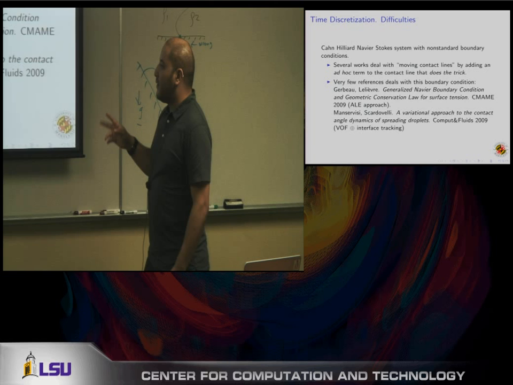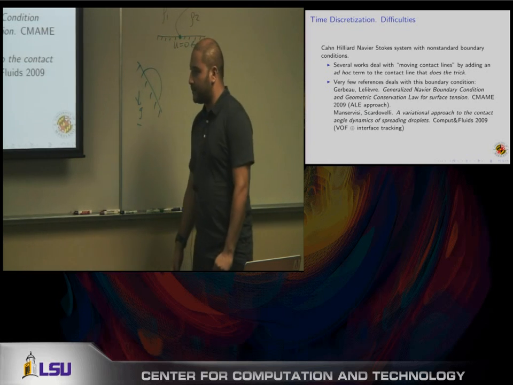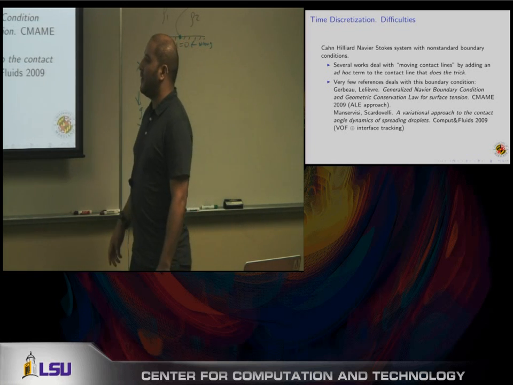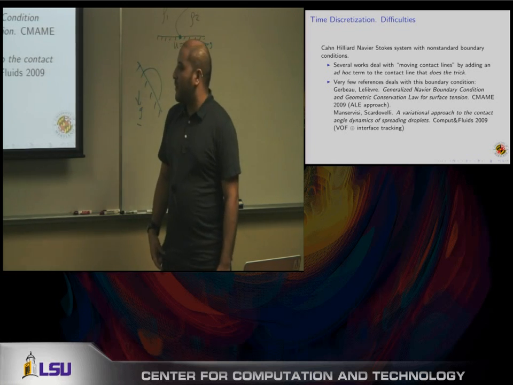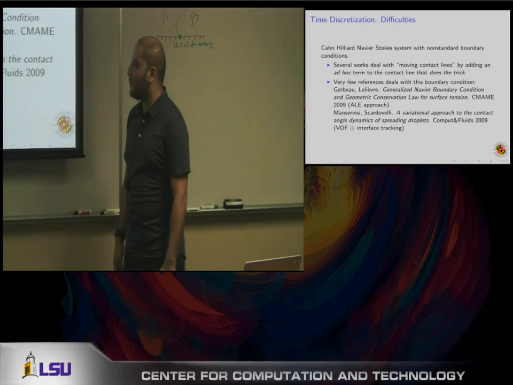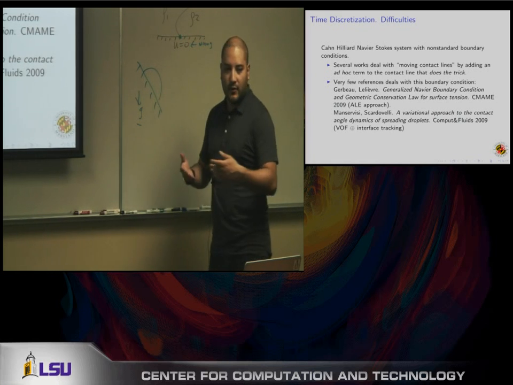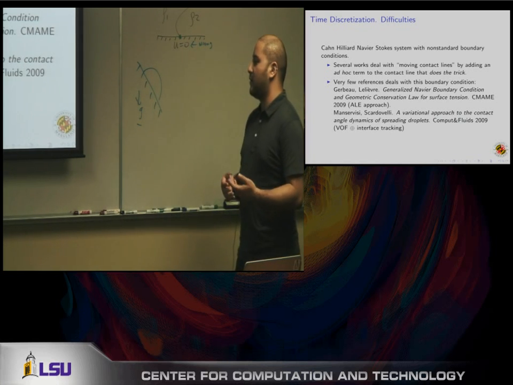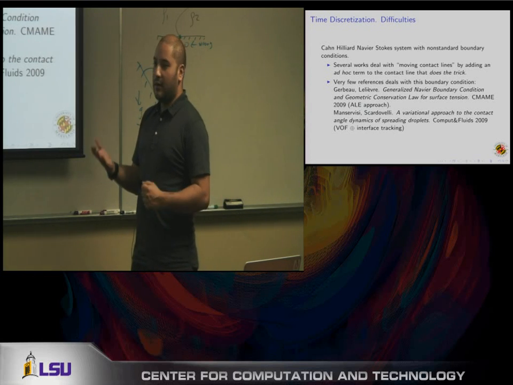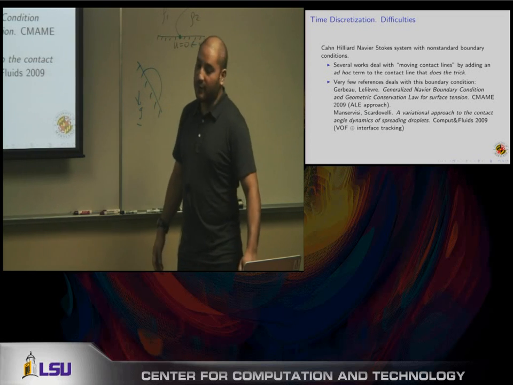As far as I know, there are only two papers where this generalized Navier boundary condition is addressed. The first one is by Gerbeau and Lelièvre, where they basically use an ALE approach. The second one is by Manservisi and Scardovelli, where they again do some type of interface tracking using volume of fluid. What we want to do is something more general, for the Cahn-Hilliard or diffuse interface case.